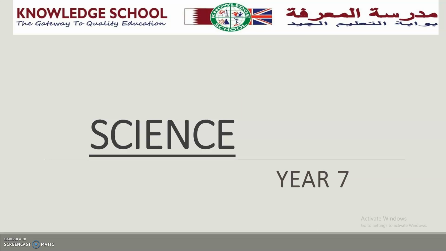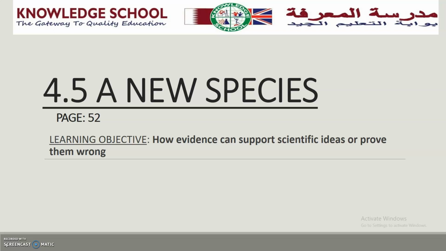So as I have told you in our previous class, we will start a new lesson today. We were dealing with Unit 4, classification. We have already completed 4 lessons. Today we will start a new lesson that is the last lesson of this unit, that is 4.5, a new species. 4.5, a new species.